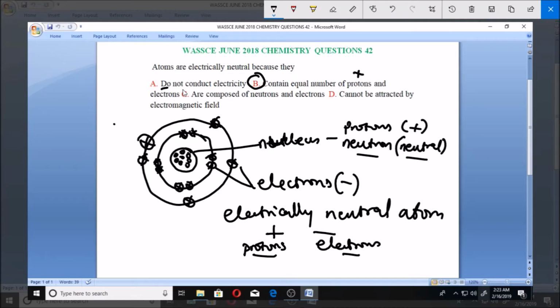Option A cannot be the answer. You cannot say that atoms do not conduct electricity, because they do. And you cannot say that atoms cannot be attracted by electromagnetic field, because they can. And you cannot say that atoms are only composed of neutrons and electrons, because they also have protons. So the right answer to this question is that they contain equal number of protons and electrons to balance out the positive and the negative charges.